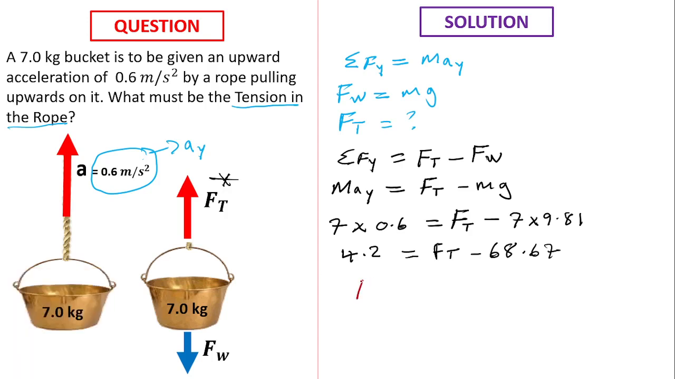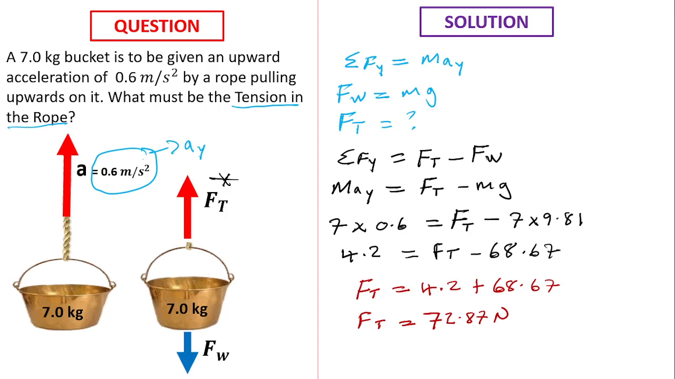After you have that information, you take that to the other side. So Ft, the force of tension, is equal to 4.2 plus 68.67. So the force of tension is just that guy plus 4.2. It's going to give you 72.87 Newton.